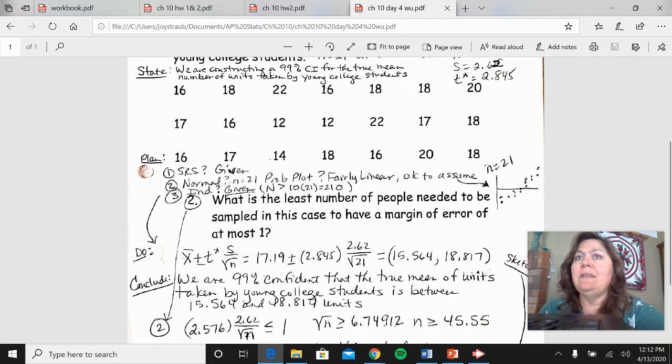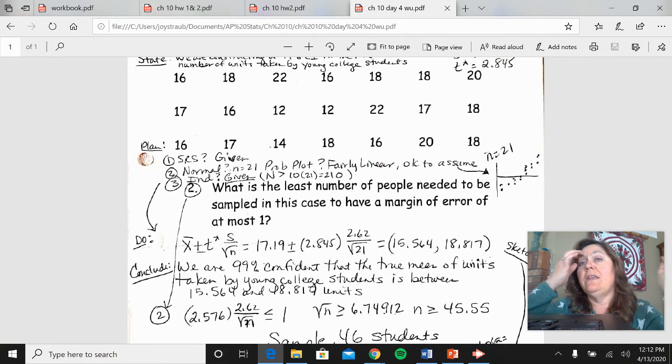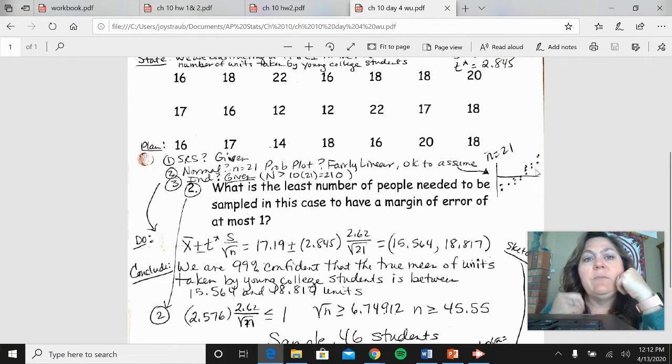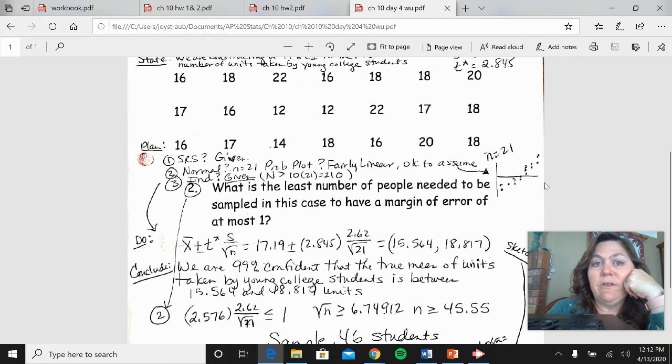My plan then, SRS was given. Okay, normal, yeah, we don't have 30, but that's no problem because I go to the probability plot and I see that it is fairly linear. So if you remember from section 2, if we get a fairly linear probability plot, then we don't need to say proceed with caution. We could say we are going to assume because the probability plot was fairly linear. And then on your tests and quizzes, you must draw a sketch of what you got in your calculator when you ran the probability plot on these numbers here that were put in.